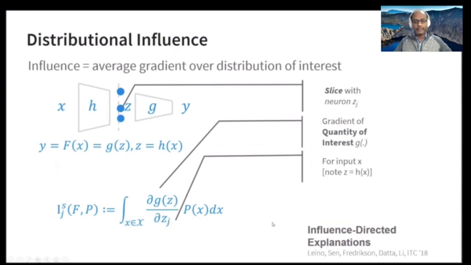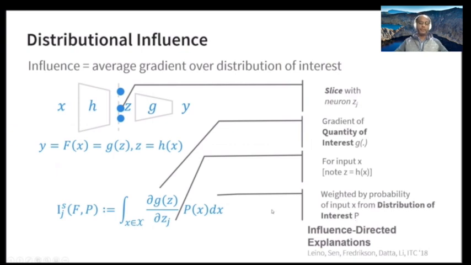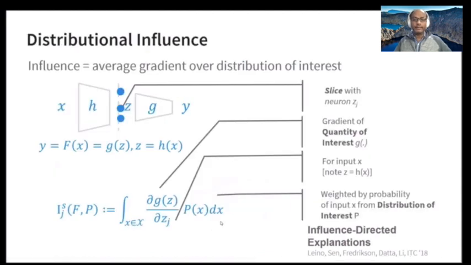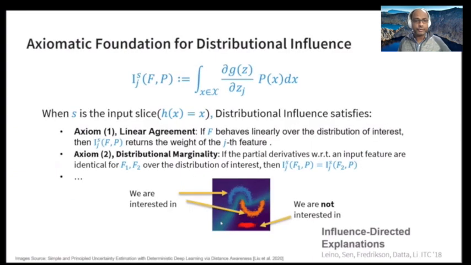The next thing to note is that the gradient is with respect to the network unit, and it's weighted by a probability of the input x from some distribution of interest. So having flexibility in the distribution of interest here is also valuable, because you can either explain individual predictions in isolation and start getting things like saliency maps, or you can generalize it to other kinds of distributions of interest and recover things like integrated gradients and smooth gradients as special cases, but also be able to look at other interesting distributions of interest not covered by these methods.